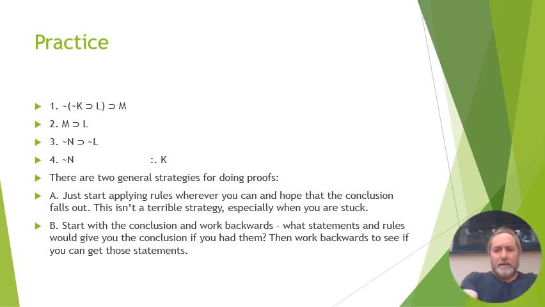So we need to get to the conclusion, right, from these premises using only valid rules of inference. There are 2 general strategies for attacking proofs, right? One way is to just look at the premises and see if anything pops out as a rule you could use. There's nothing wrong with that strategy.